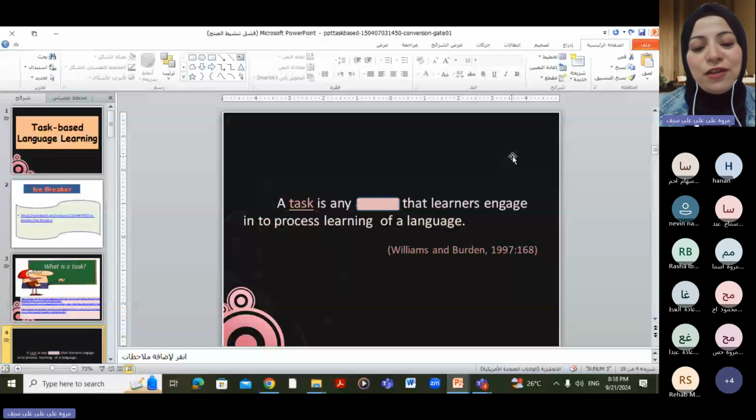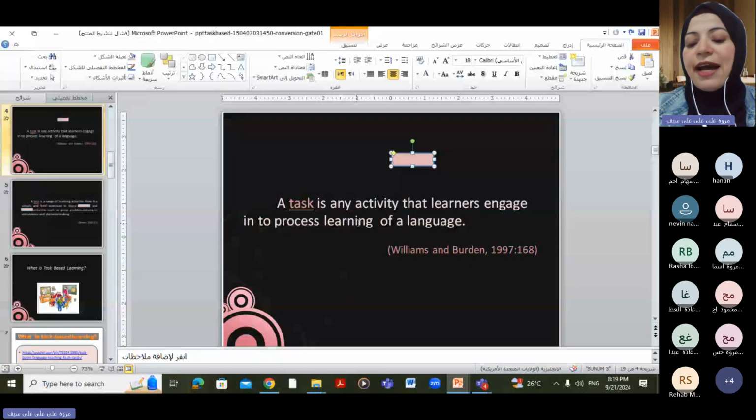So read the definition, please. A task is any space that learners engage in to process learning of a language. This definition is according to Williams and Burden in the year 1997. So is any what exactly? You have said that, I guess, in your discussion in the Mentimeter, right? You can unmute and just say it. Maybe I'm confused between activity and situation. Activity or situation. Let me just uncover it. Simply an activity. Excellent. Thank you, Ms. Ghaida. A task is any activity that learners engage in to process learning of a language.